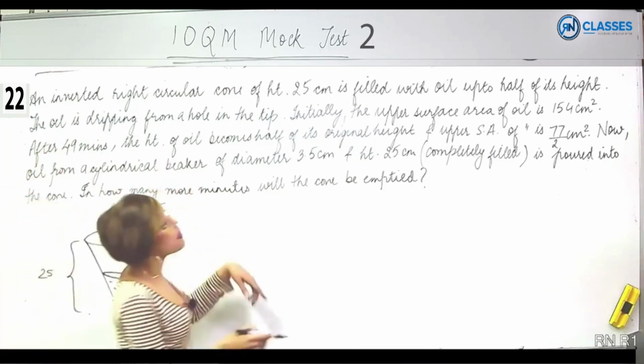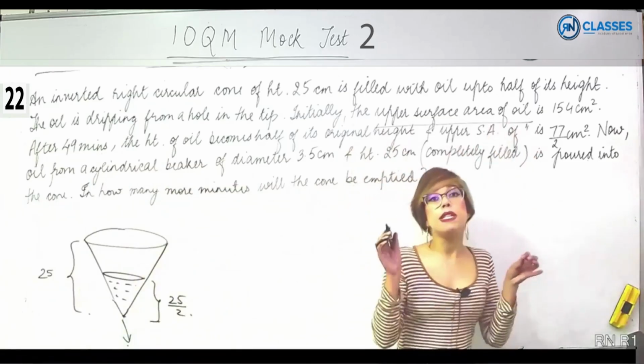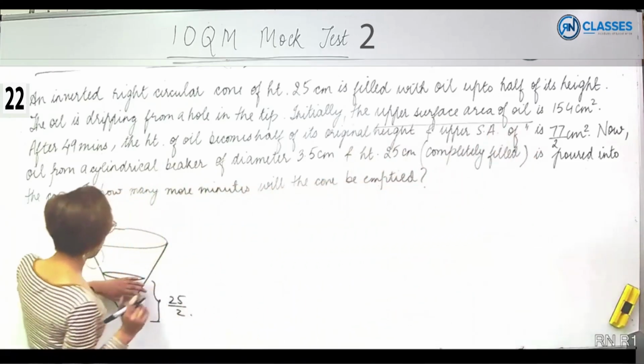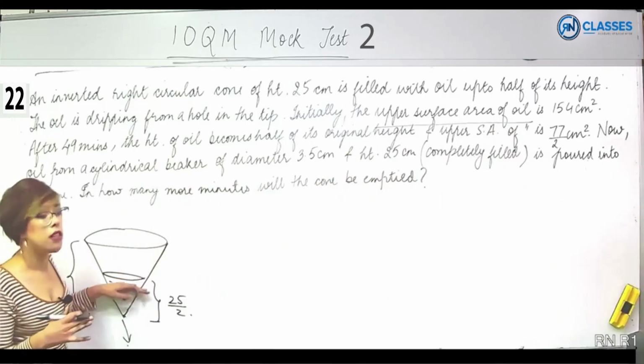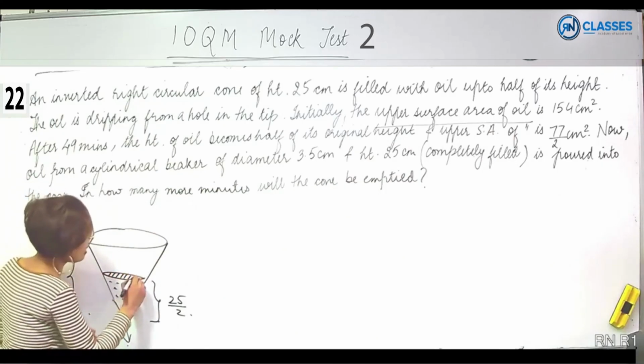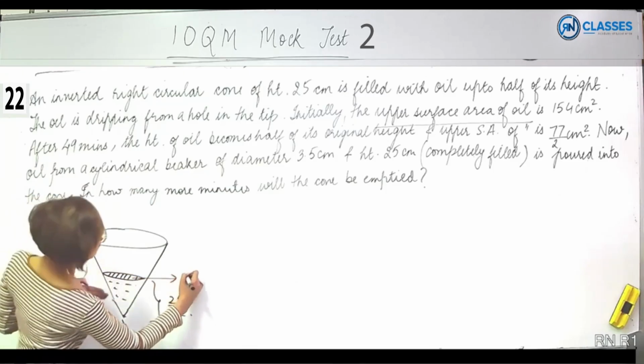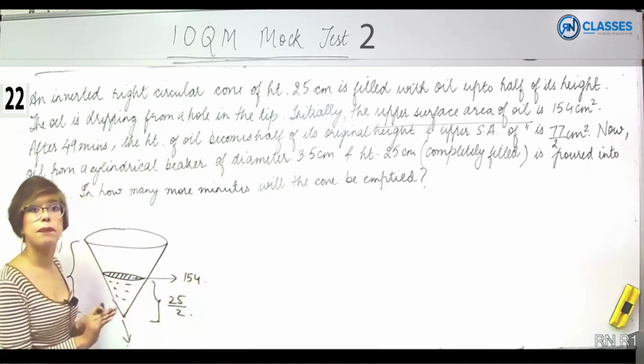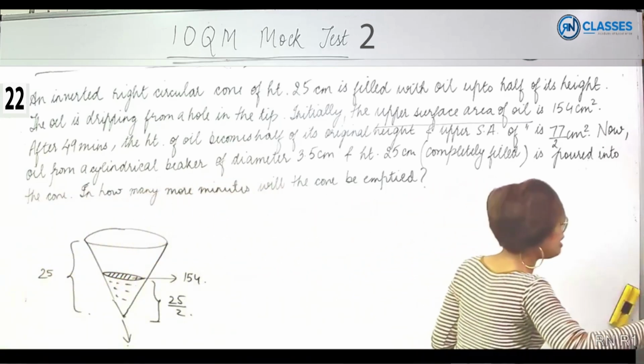Initially, the upper surface area of the oil. Where is the oil? Oil is here. What is the upper surface area? Upper surface area is this one. This area is given to be what? 154 centimeters square. Right? Okay, let's move on.